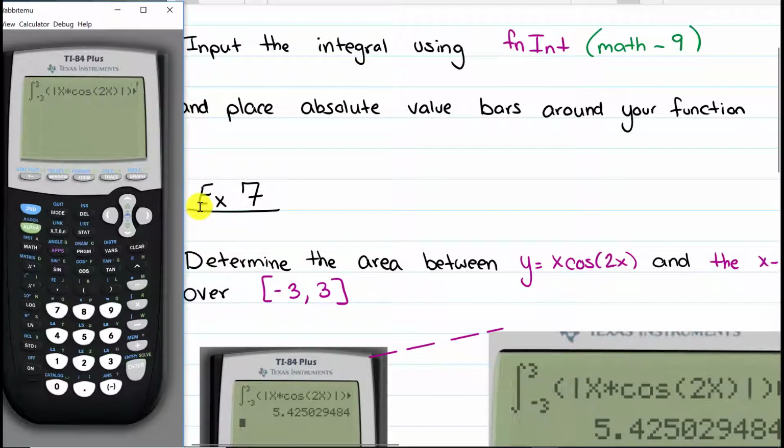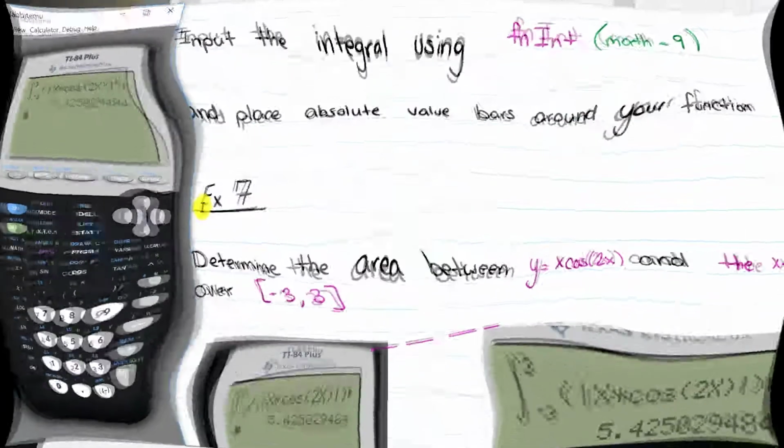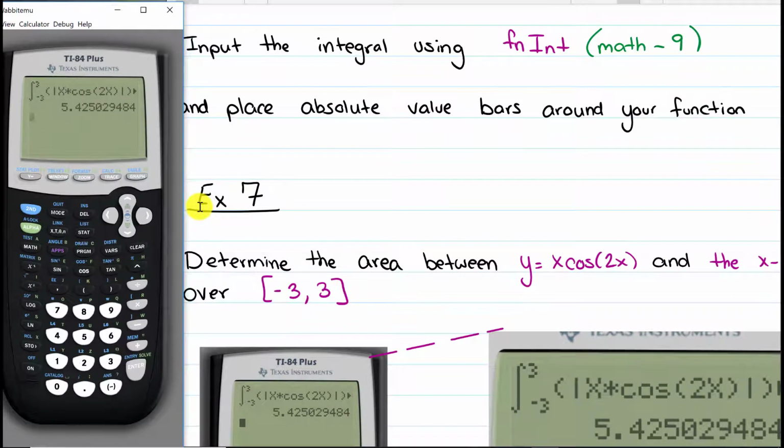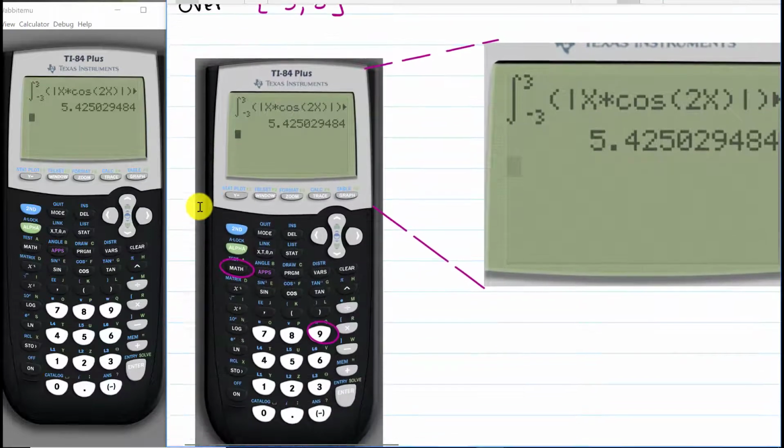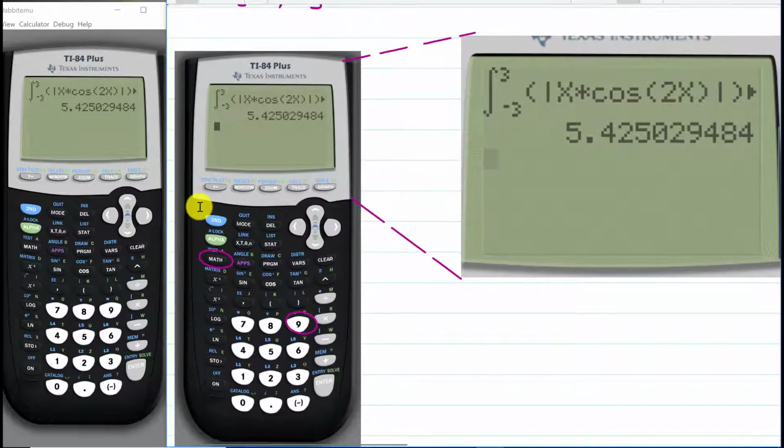Let the calculator think. This does take a second or two. And there you go. Once your calculator is done thinking, you get 5.425, which, as you can see right here, blown up on the screen, is the correct answer.